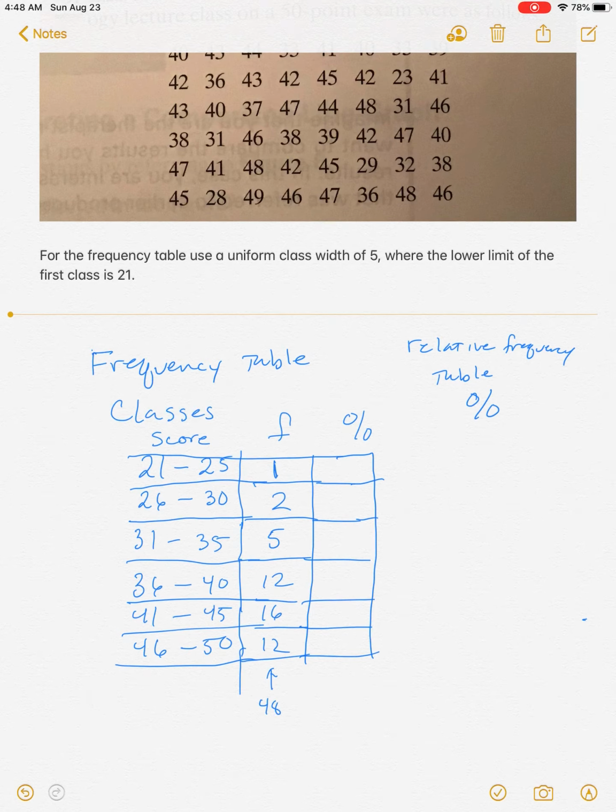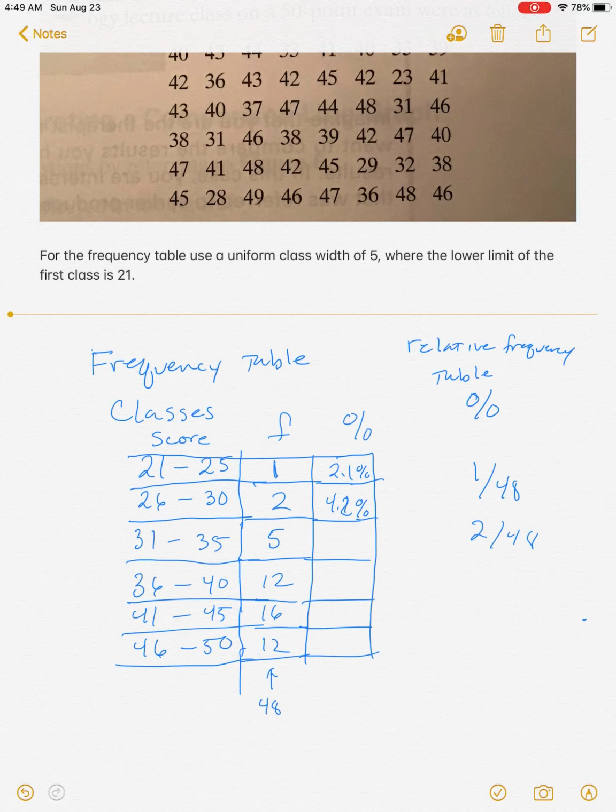So 1 out of the 48 was in the first class. So if I take 1 and divide it by 48, I get about 2%. And you'll do some natural rounding there. You could do 2.1%, 2%. I'll do 2.1%. I'll go out to the 10th of a percent. But if you did 2%, you'd be fine. 2 divided by 48 would be the next one, right? And that would be about 4.1%. Or actually 4.2% if I round correctly.